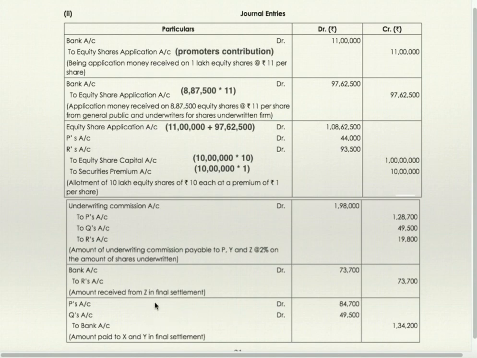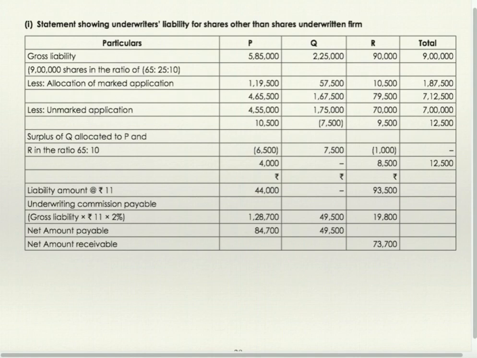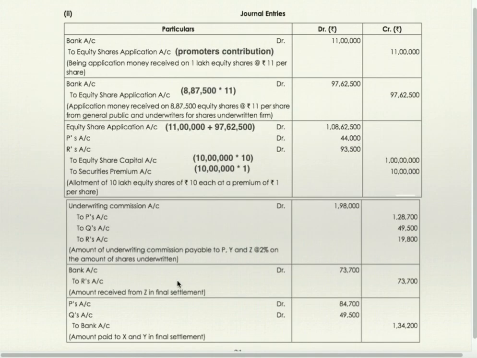This X, Y and Z is not correct. It should be P, Q and R in the narration. Wrongly given X, Y and Z. Just make changes here.